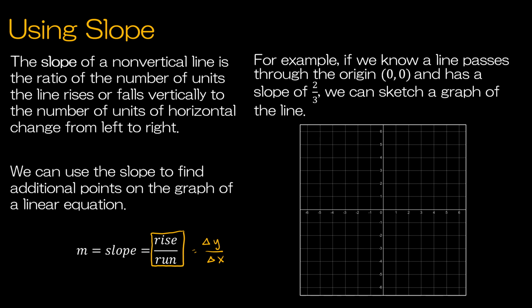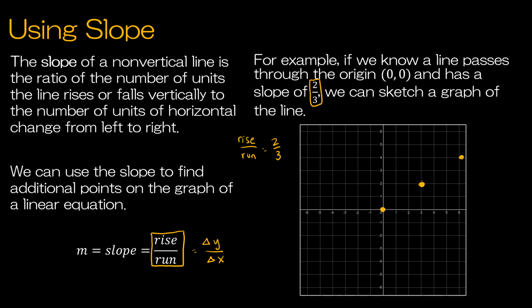For example, if we know that a line passes through the origin, which is right here at 0, 0, we can use slope to find other points on our line. Here, if our slope is 2/3, that means the rise over run is 2 over 3. So from 0, 0, I would rise 2 and run 3, both in the positive direction. And then I could do that again from my new point, rise 2, run 3.